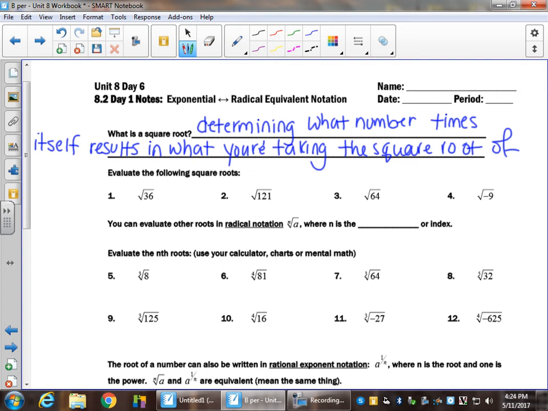And root is one word right here. Sorry about that. I'm actually not using my little tablet, I'm using the marker. The orientation's off a little bit, so root is that word right there. So you're determining what number times itself results in what you're taking the square root of. Another connection to an actual square root is the side length.